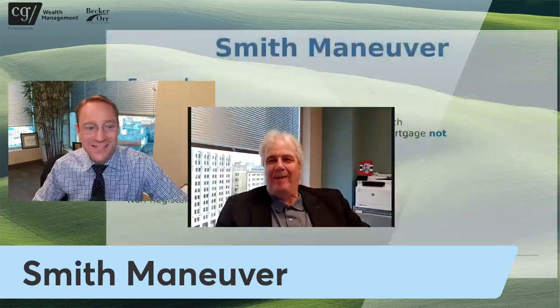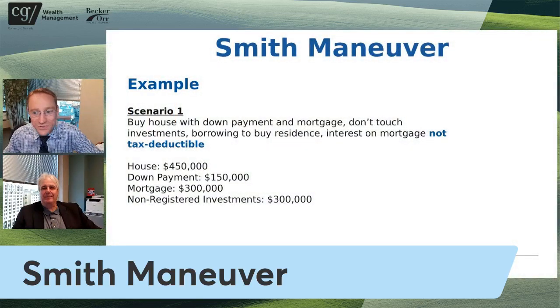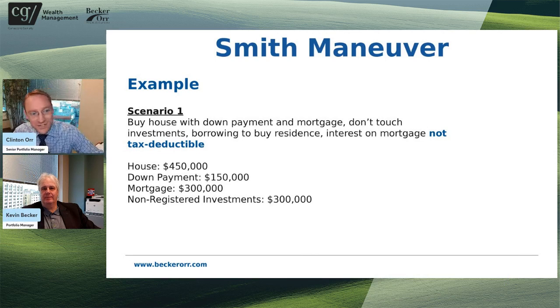But the Smith maneuver, the idea is, how do you get interest on your home from that mortgage to become tax deductible? I'll explain it with a couple of scenarios here. The first scenario, you're buying a house. The house costs $450,000. It's an example. Let's assume somehow you saved up 150 grand of a down payment, and then the rest, 300,000, will be a mortgage. And then on the side, you've got other investments.